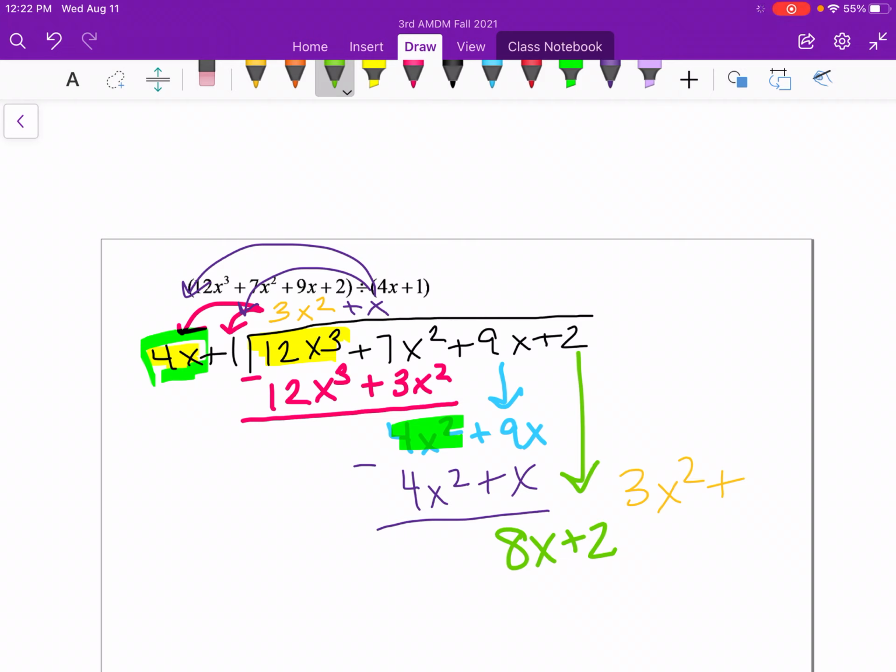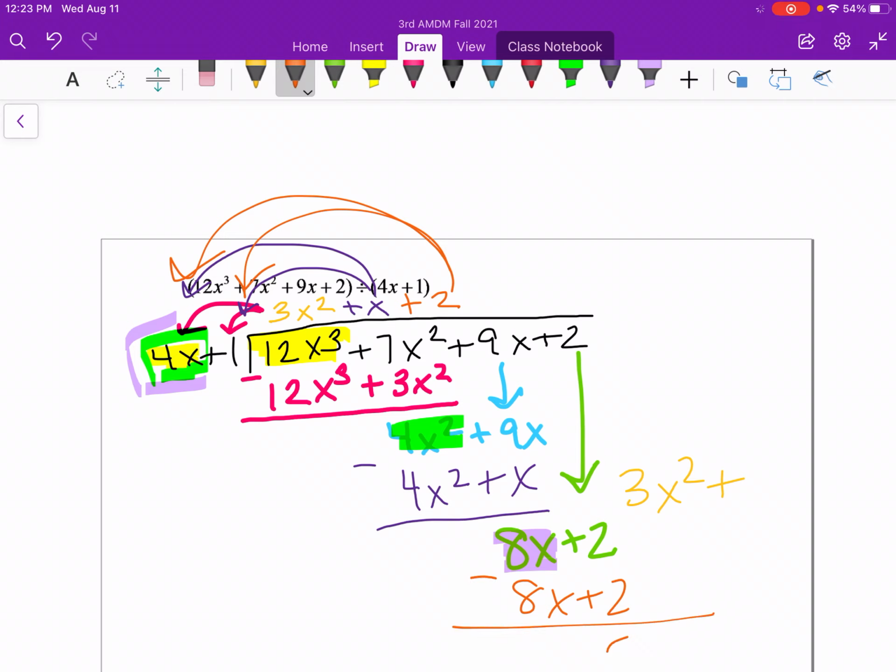Now I have to take this 8x and divide it by 4x. So 8x divided by 4x is 2. I'm going to put the 2 up there, and then I just repeat. I multiply the 2 times the 4x, which is 8x, and the 2 times the 1, which is 2. When I subtract, I get 0 as my remainder. So I have 3x squared plus x plus 2 as my answer.